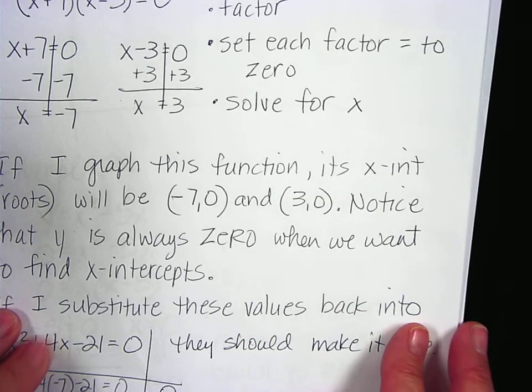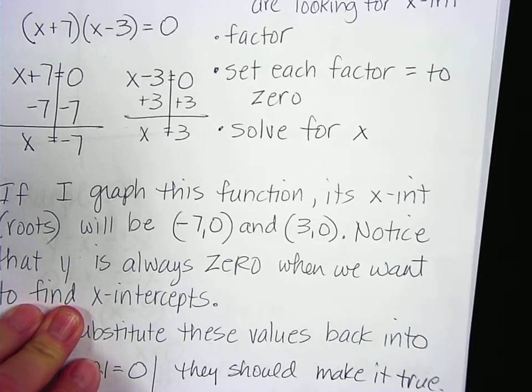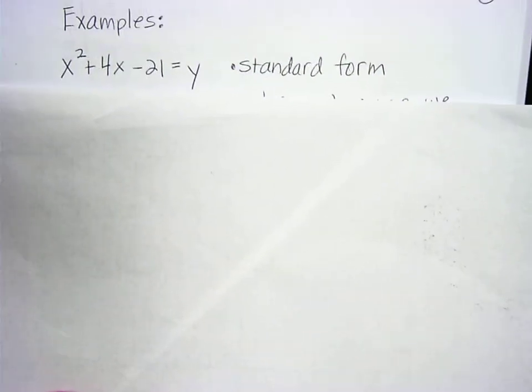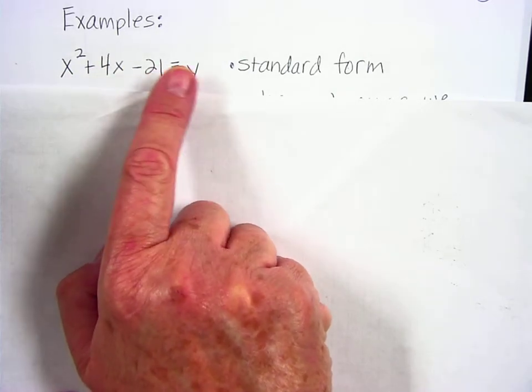Okay, here are some examples. This is a quadratic equation in standard form. ax squared plus bx plus c equals y.